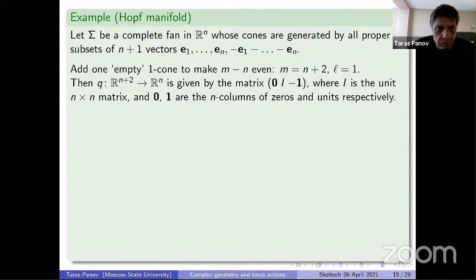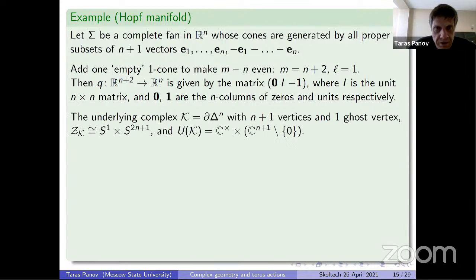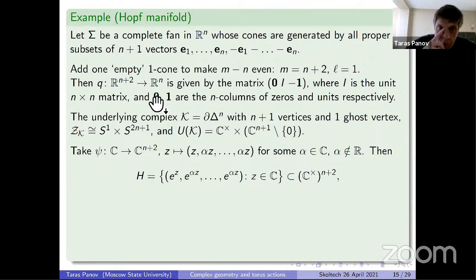And then, well, okay, I'll go through this briefly. So you need to add one empty cone to make the difference even. So then you can define this map. And then you also have this universal moment-angle manifold here. The boundary of the simplex, this is the underlying complex for this fan, gives you a sphere, and adding one ghost vertex multiplies it with a circle. So you get a product of a circle and an odd dimensional sphere. And the universal space is a product of C star with C^(n+1) without 0.